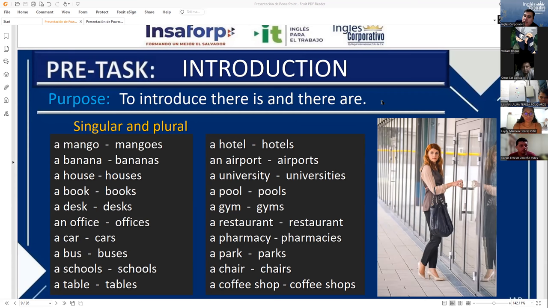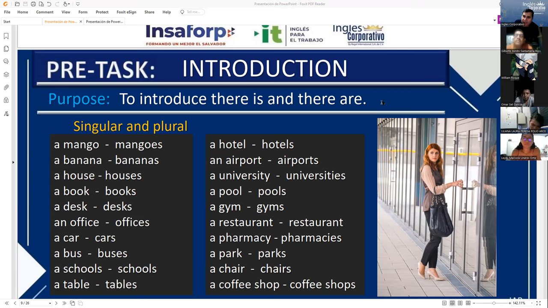So what do we have to do? Practice saying the S. A mango, mangoes. A banana, bananas. A house, houses. A book, books. A desk, desks. An office, offices. A car, cars, a bus, buses, a school, schools.